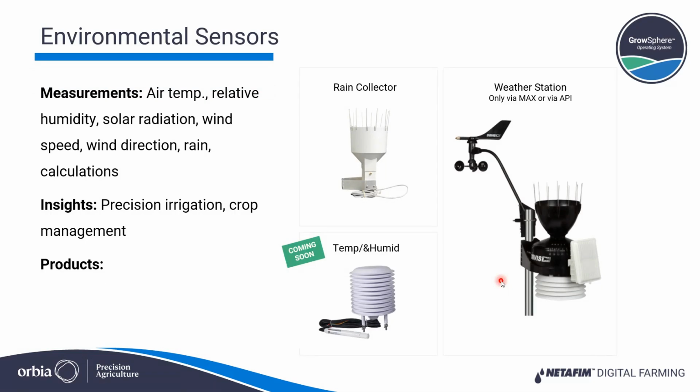The third group is the environmental sensors. We have the air temperature measurement, air humidity, solar radiation, wind speed and wind direction, rain and ET. By getting weather data, you can adjust irrigation to weather condition. Will it be an extremely hot day? Is it supposed to rain today? You will have much better crop management.